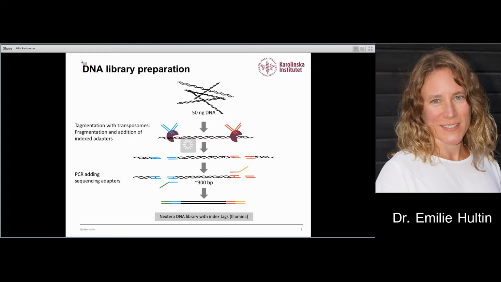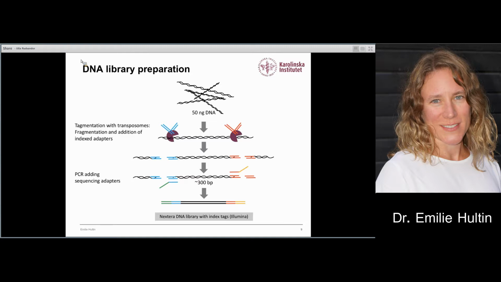In the following step, all the fragments are PCR amplified in order to add sequencing adapters to the ends. So in the end, we have approximately 300 base pair long fragments with adapter sequences, including index sequences, unique for each specific individual sample.